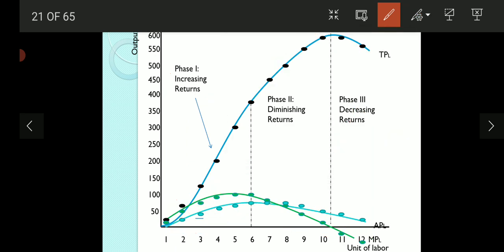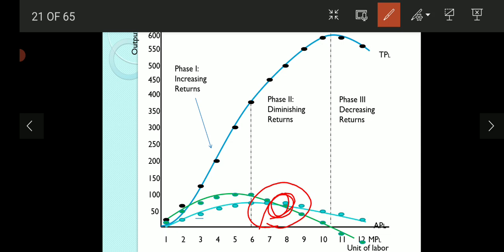And one more thing to be kept in mind is that MP intersects AP at its maximum point. That's very simple to understand because when MP is above, it drags AP up. When MP goes down, it pulls AP down. So that means it is going to intersect AP at its maximum point. This is the relationship between MP and AP.